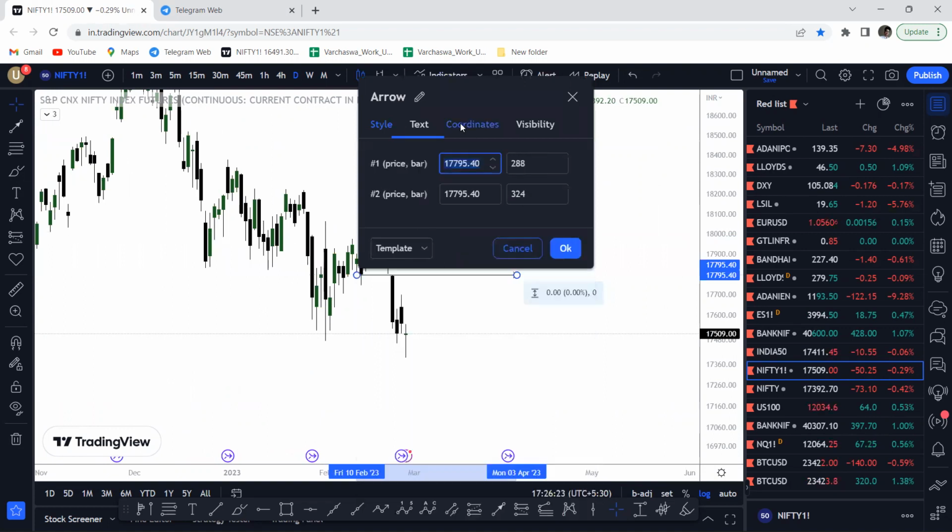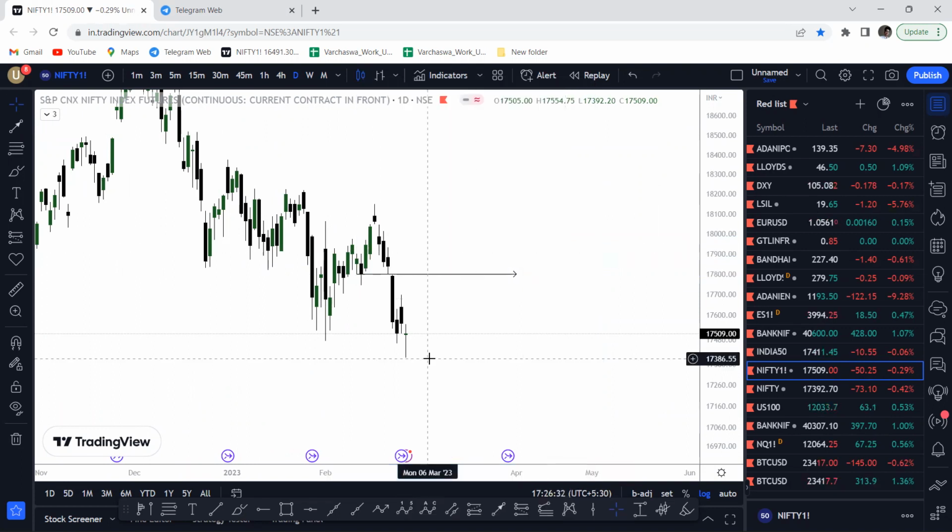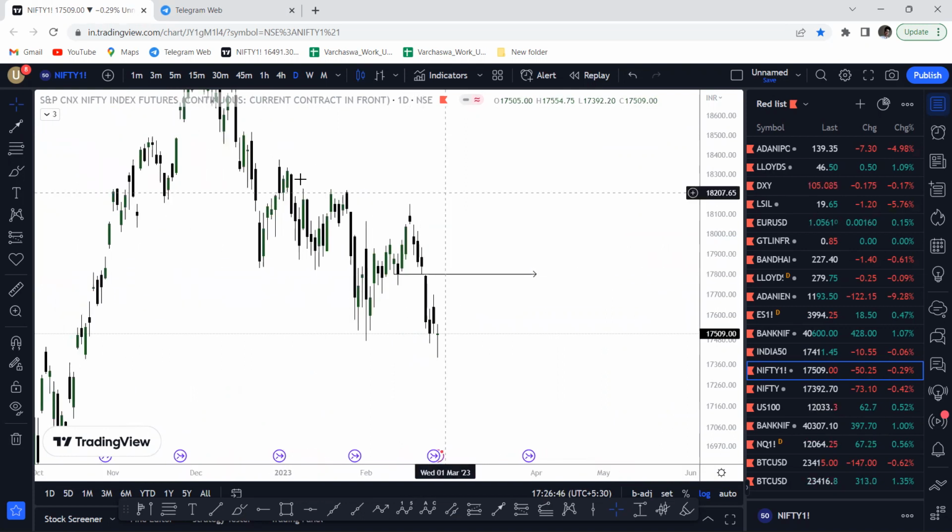Okay, sorry, 17,800. I'll just correct this. 17,800 is acting as a level of equilibrium. And if you want, you can align your trades with this particular level. There's a very high chance that the prices can come back up and touch the 17,800.